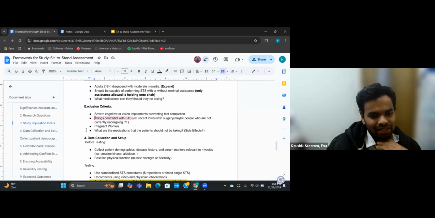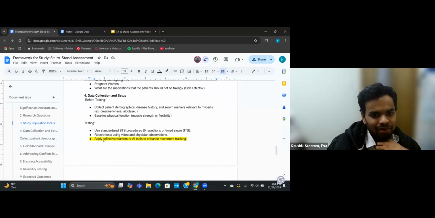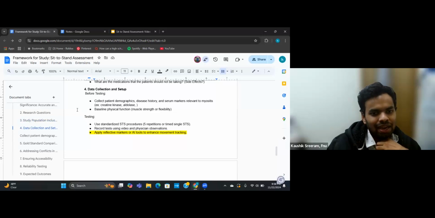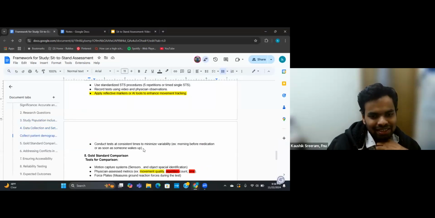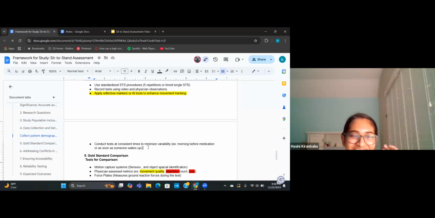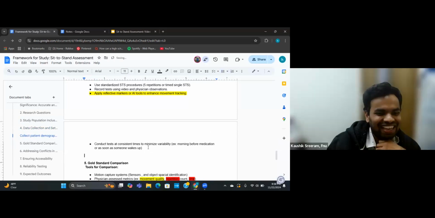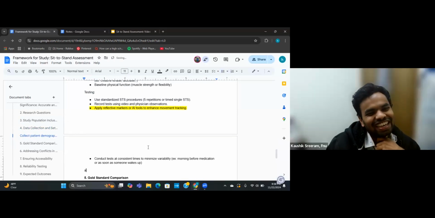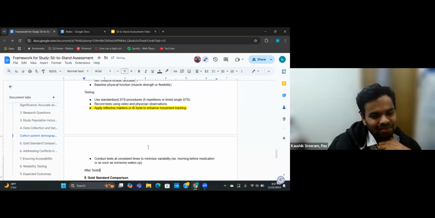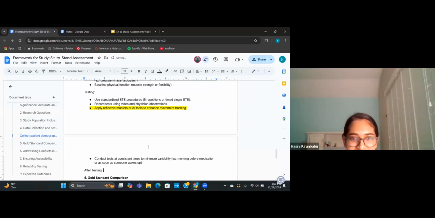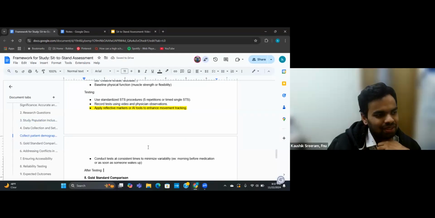Then when it comes to data collection and setup, you have before testing, and where is after testing? Yeah, when you said it out loud, I kind of realized I didn't have good testing. Okay, what will you do after testing? Compare the data from the initial to the data collected during testing. What else would you do?